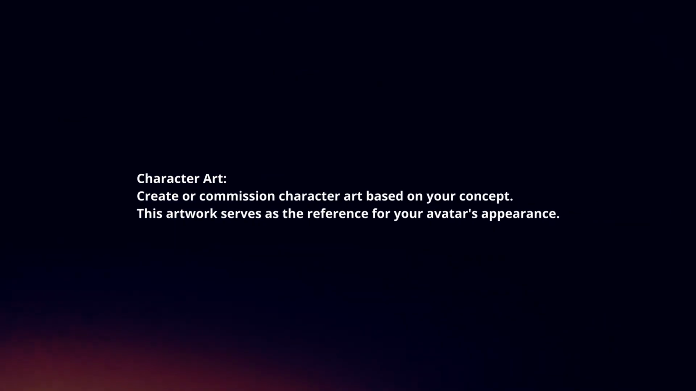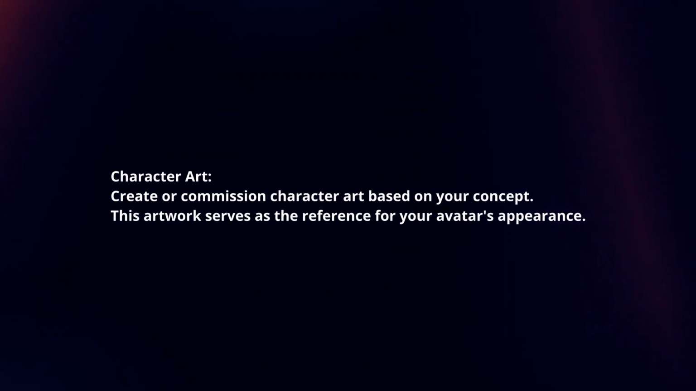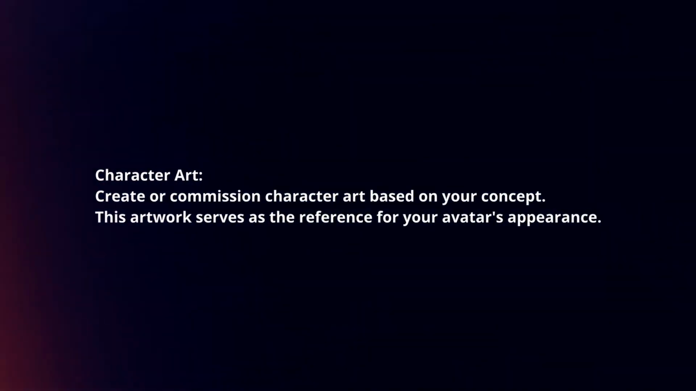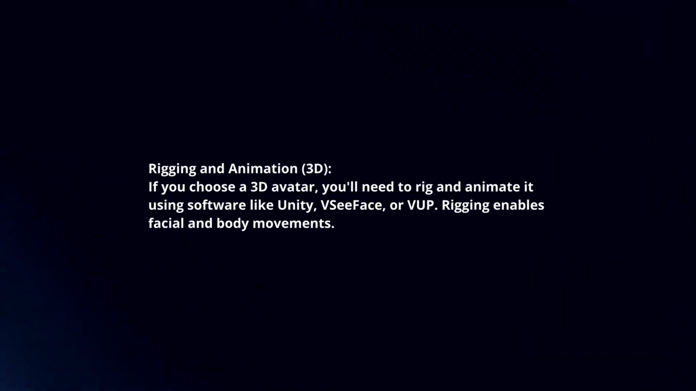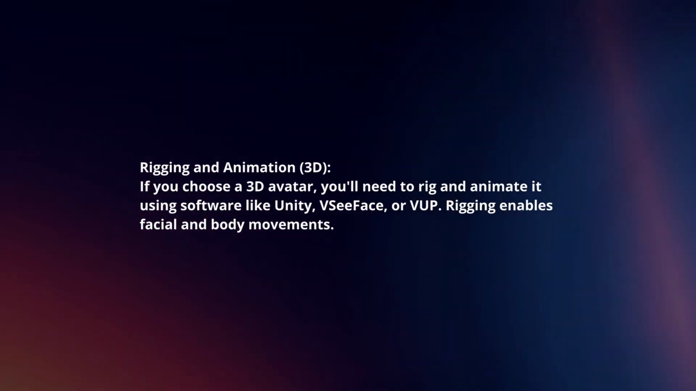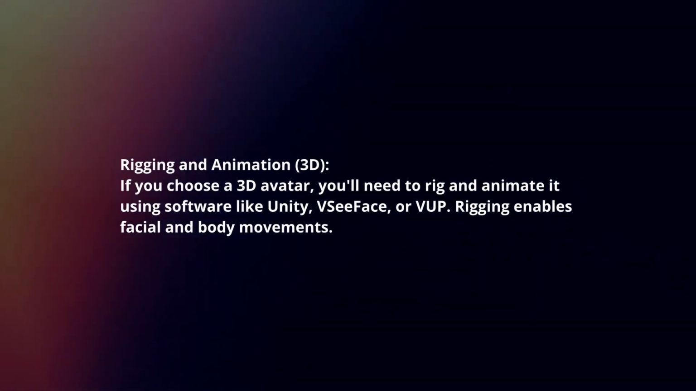Character art. Create or commission character art based on your concept. This artwork serves as the reference for your avatar's appearance. Rigging and animation. If you choose a 3D avatar, you will need to rig and animate it using software like Unity, VCFace, or VUP. Rigging enables facial and body movements.